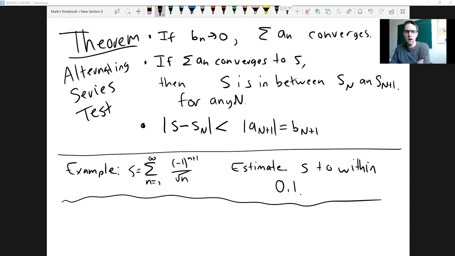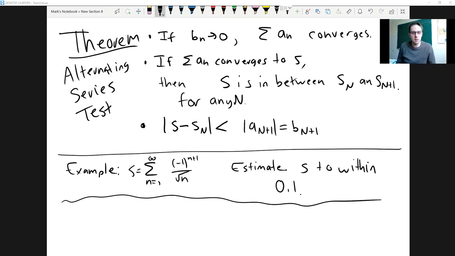And secondly, we showed that when you look at the partial sums, they're going to keep bouncing back and forth. They're going to keep being larger than, smaller than, larger than, smaller than the true value. And not only that, if you take any partial sum, you can actually estimate how close it is to the true sum by looking at the next term. Okay? All right, so let's actually apply that to an example.